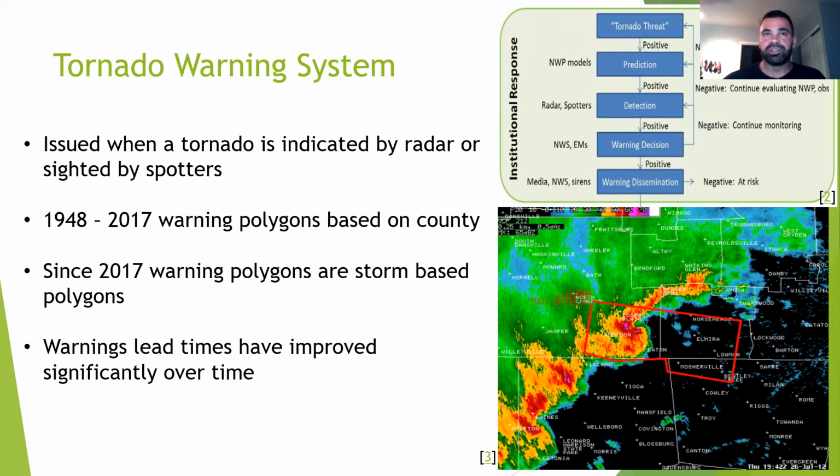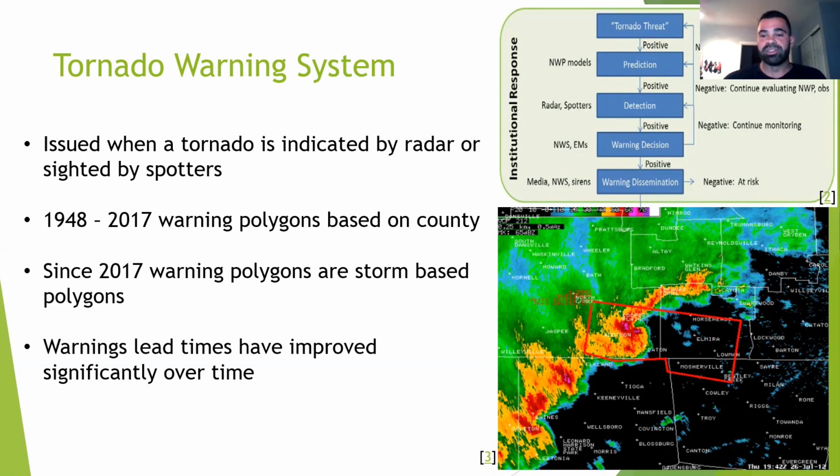The first tornado warning was issued in 1948, and from that time until 2017, warning polygons were based on county boundaries. So what that means is that every point in a county would have been under a tornado warning, even if parts of the county were not at risk. However, in 2017, the warning polygon was modified to be storm-based, meaning that only areas that were directly at risk of being impacted by a tornado were warned.